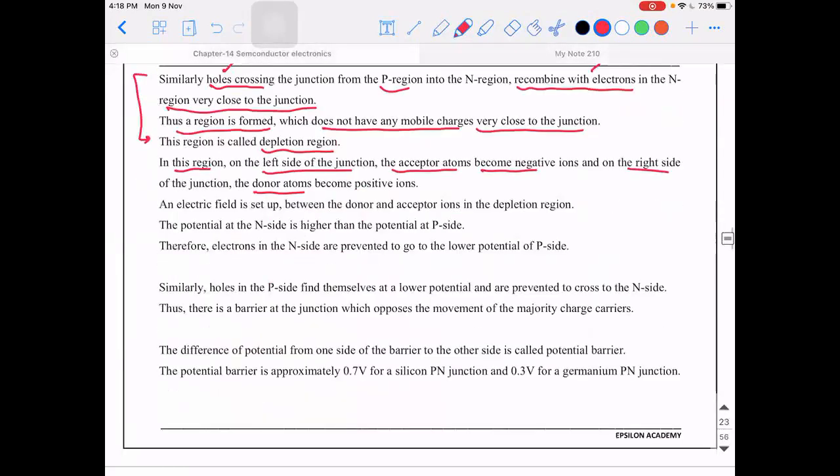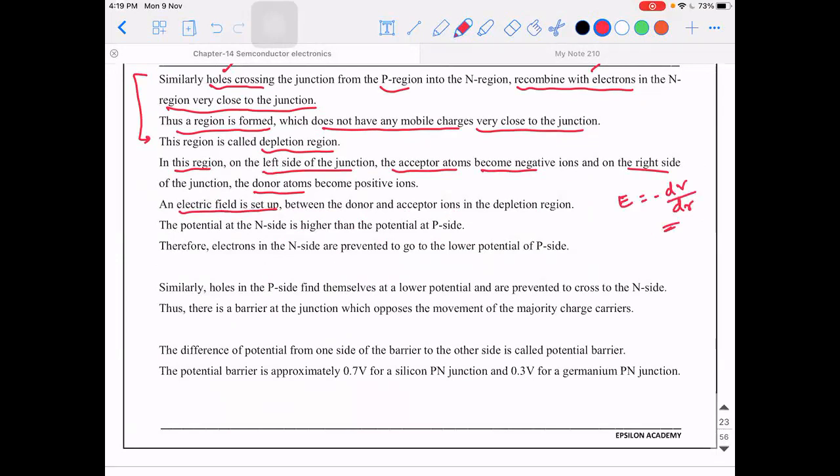Okay. So there is an electric field which is set up. Wherever there is a potential difference, you have to remember that there is an electric field. Throughout your physics, you have to remember this: wherever I say electric field, potential is existing, because we know that E is equal to minus dV by dr. They both are interrelated terms.